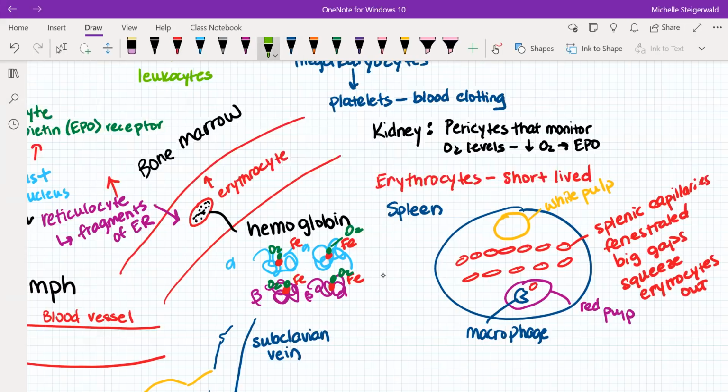These are typically going to have sugars on them because all cells have sugars on them. Those were made before, when it was like a proerythrocyte, before it got rid of all of its machinery, but it can't update them. It can't put new ones out there because it no longer has that machinery.